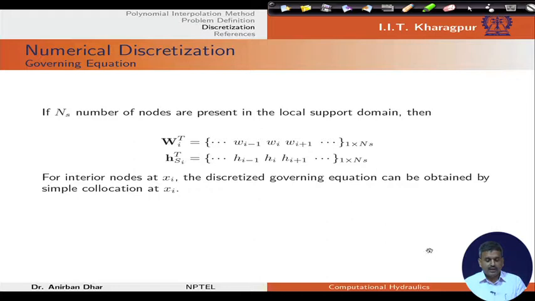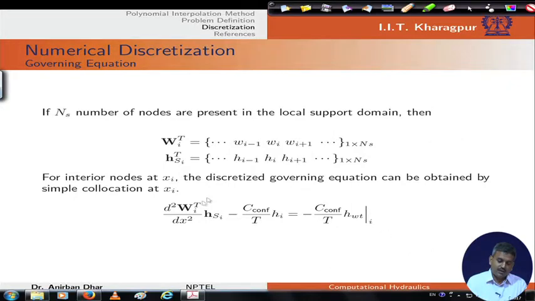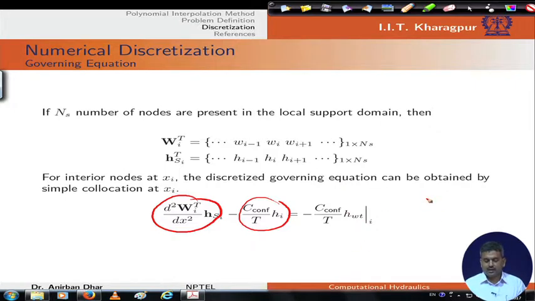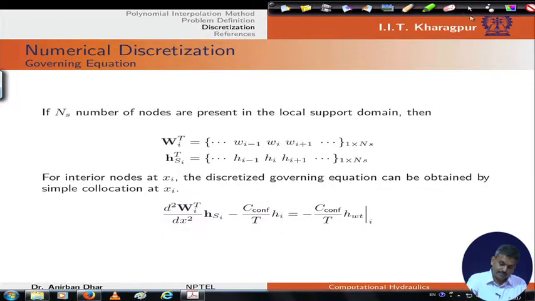and for interior point xi, the governing equation can be obtained like this. So, this is our differentiation or first term. We can directly write h as hi for the center node, and on the right hand side we have hwt, which is again varying with xi.